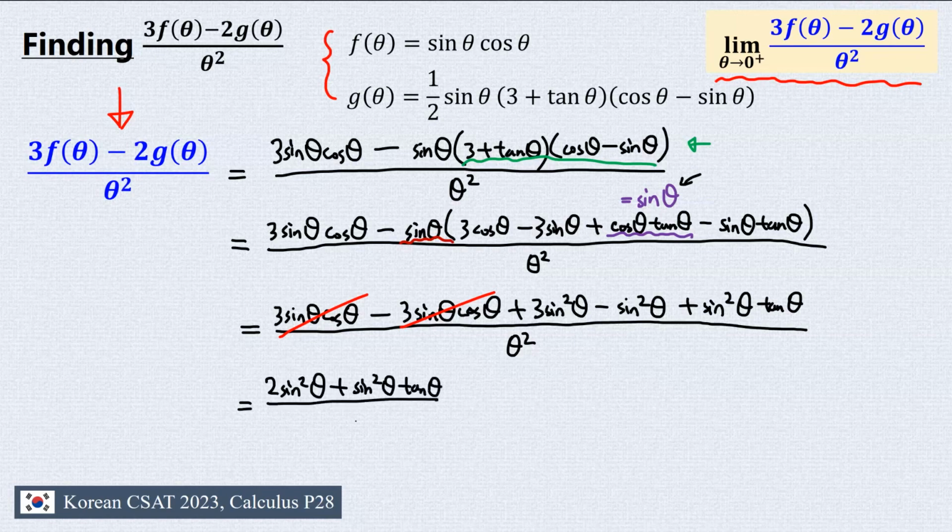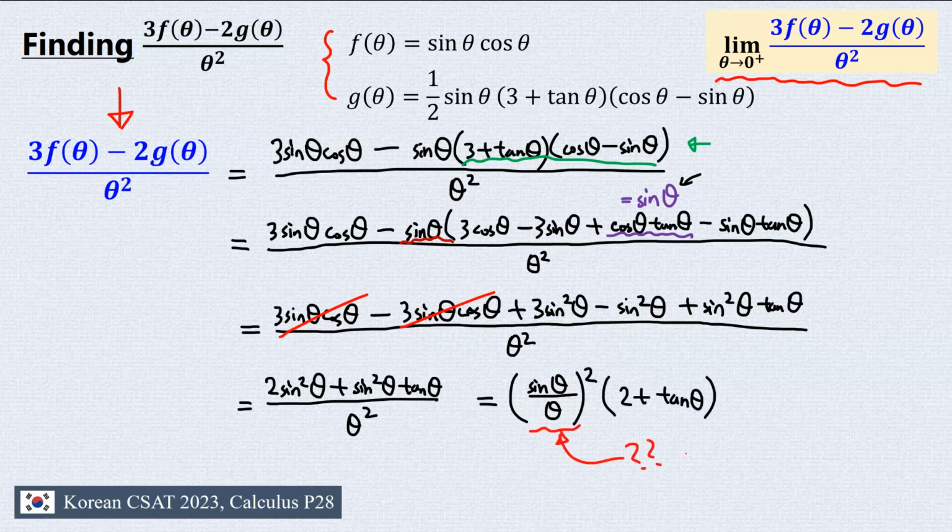So 3 sine theta cosine theta cancel out, and we have 2 sine square theta plus sine square theta tangent theta over theta squared, which can also be written as sine theta over theta squared at the front times 2 plus tangent theta.